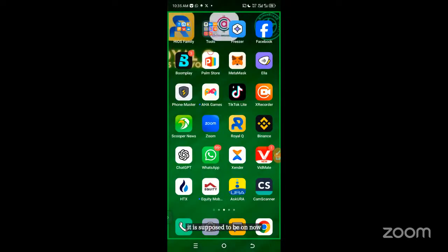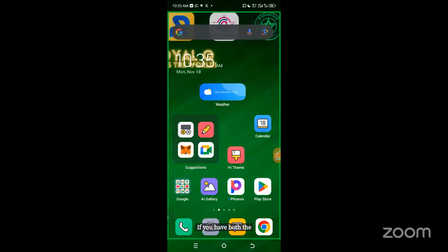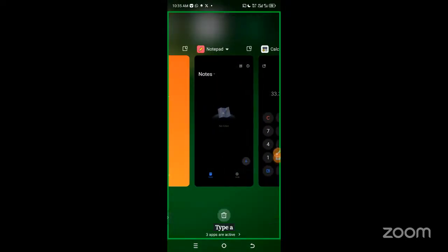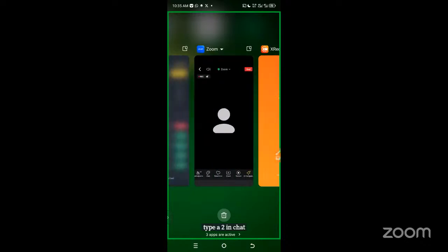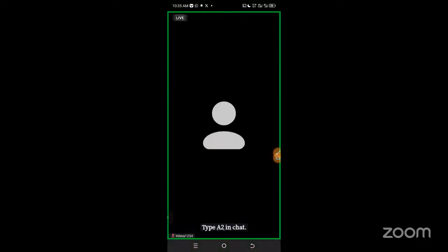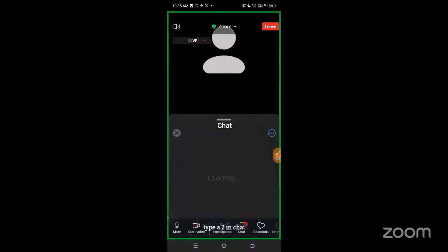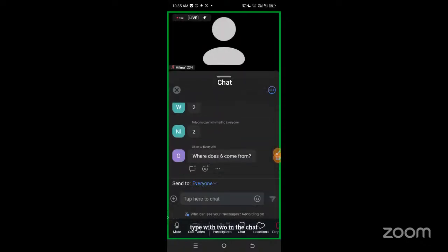Now, if you have got the point, type a 2 in chat. Type a 2 in the chat if you have got the calculation.